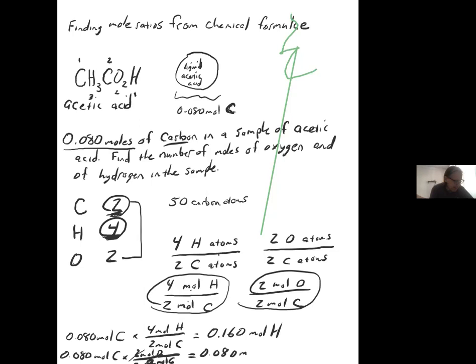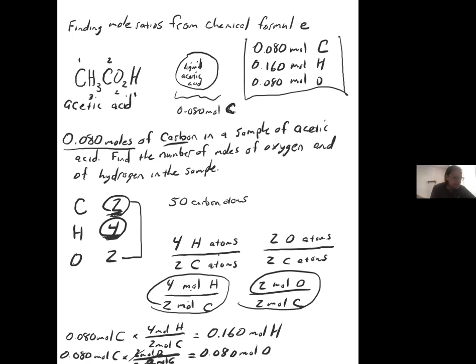And so what this does is this leads you into an analysis of this compound. We can now say this sample has 0.080 moles of carbon. It has 0.160 moles of hydrogen, and it has 0.08 moles of oxygen. So we've now kind of analyzed this compound by using these molar ratios.